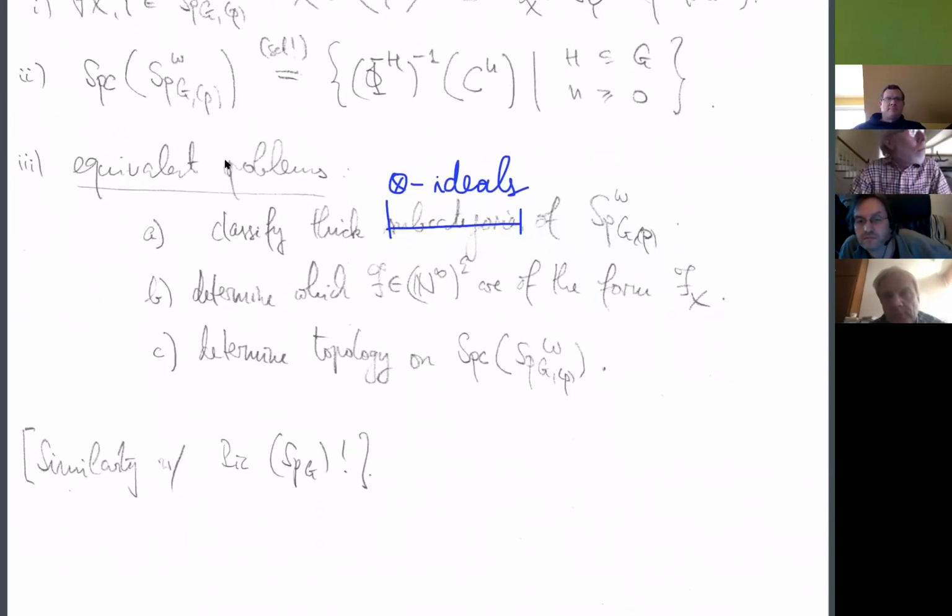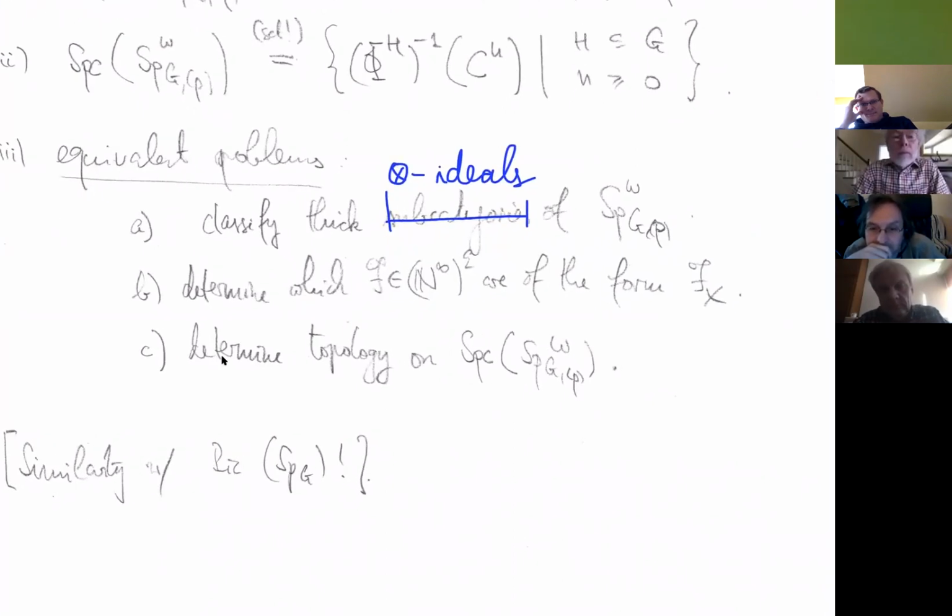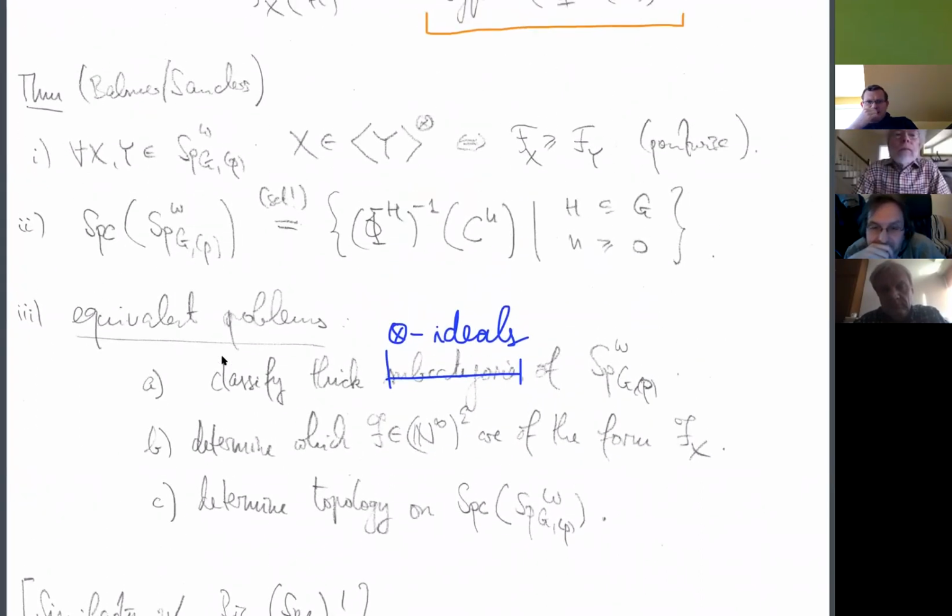And then, I mean, the problem is not solved. So there are remaining problems, but you can phrase the remaining problem in three equivalent ways. Namely, you have to do the same in order to either classify all thick tensor ideals in SP^G omega, or to determine which functions f actually are of the form f of x we had before. Or this is the same as to determine the topology on the Balmer spectrum. I said I don't want to present general TT geometry, so this topology isn't even defined, but in general, Paul Balmer defines this topology on any of these collections of tensor prime ideals. And knowing this topology is equivalent to any of these other two things, except that, of course, the other two things can be said very elementarily and without invoking tensor geometry. So this is what I try to do.